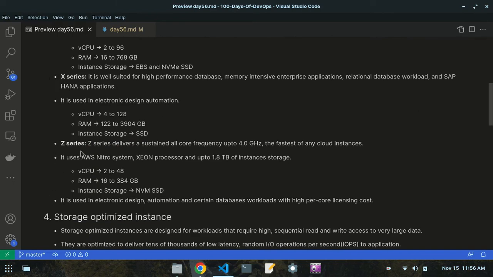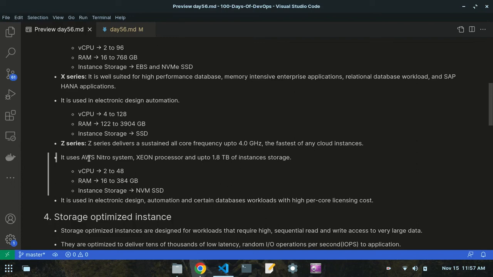So now let's take a look at the Z series. The Z series delivers a sustained all-core frequency up to 4 GHz, the fastest of any cloud instances. So it will provide you 4 GHz, in which the data will be transferred faster compared to the other instances that I have discussed, which were 2.5 or 2.8 gigahertz. Here in the Z series the frequency is 4 gigahertz, so the data will be transferred fast.